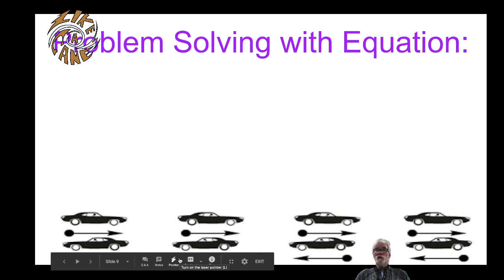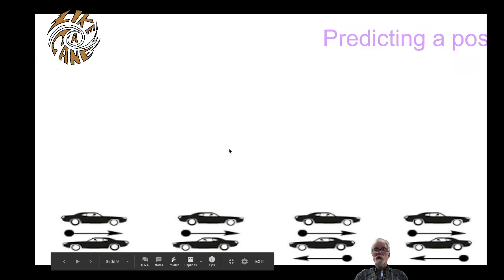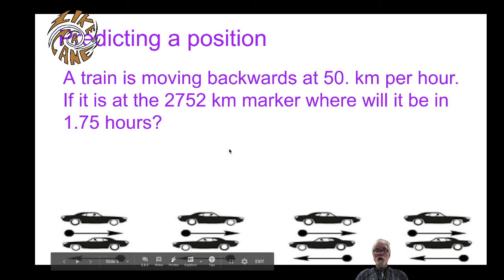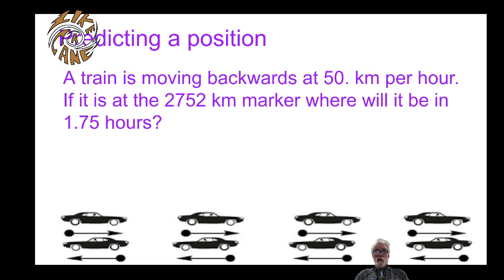One thing we can do is use the equation to predict where an object will be at a certain time. This is a common problem. So here we have this story. A train is moving backwards at 50 kilometers per hour. If it's at the 2752 kilometer marker, where will it be in 1.75 hours?